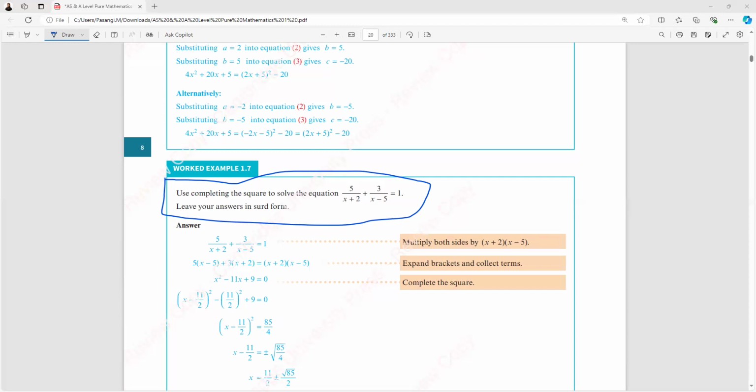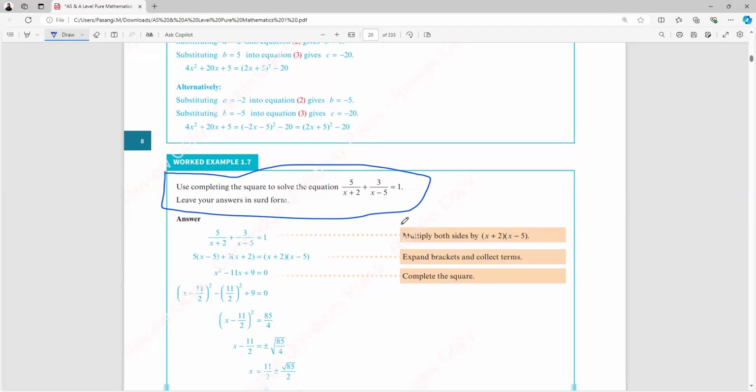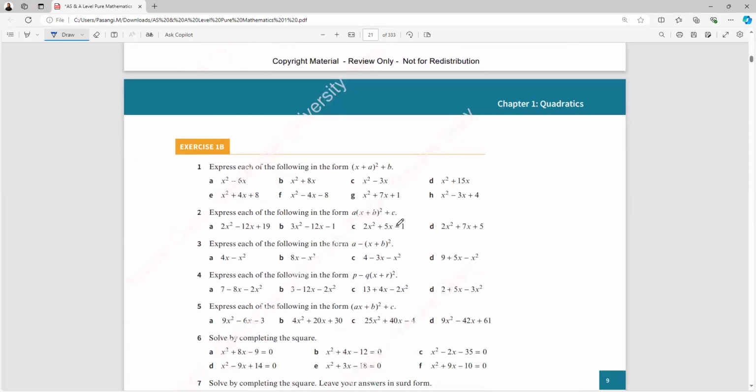Okay, teacher. That one also did. It's clear, right? So you have to make it as a common denominator, and here they have multiplied both sides by this common denominator, and then they have solved it. So that's it, and you can do the complete one. That is also homework.